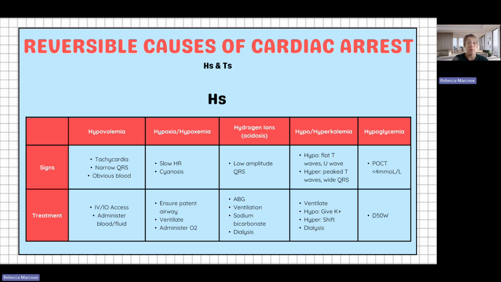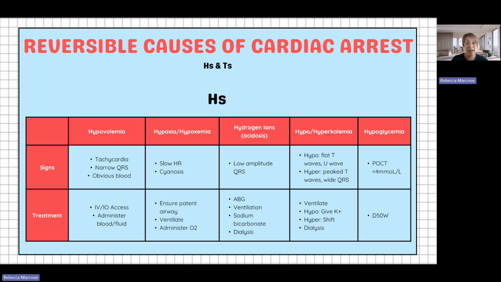Generally speaking, if we lose blood, we want to replace blood with blood, but we do our best. For hypoxia, hypoxemia, prior to arresting, you might see a slow heart rate. Sometimes our hypoxic or hypoxemic patients become bradycardic, and they might have showed signs of cyanosis, obviously low SpO2. So during the code, we want to ensure a patent airway, ventilate, and administer oxygen.